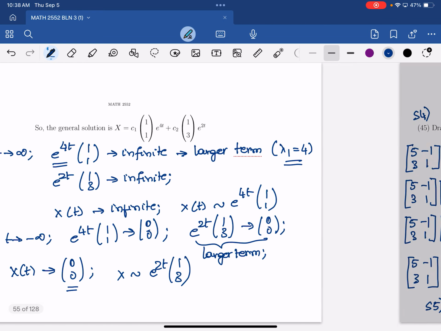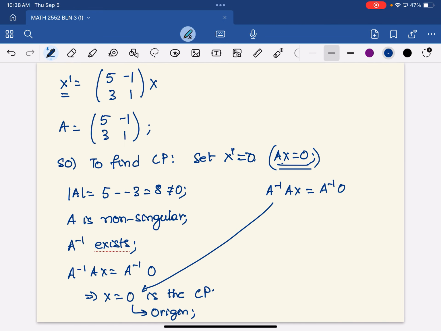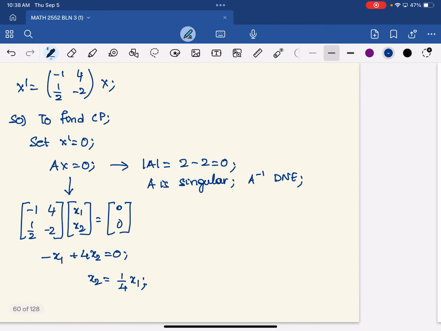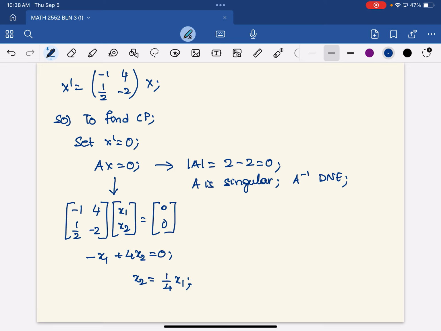Look at the beauty of the problem now. Because your A was non-singular in the previous problem, the origin was the critical point. Do you agree with me on that? Now, A is singular, so my critical point is not the origin, but it's defined by this. What does that mean? I have a line of critical points. Fantastic. No bonus points, but fantastic answer.